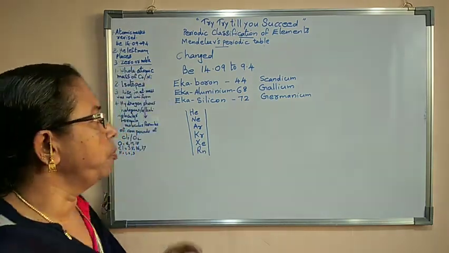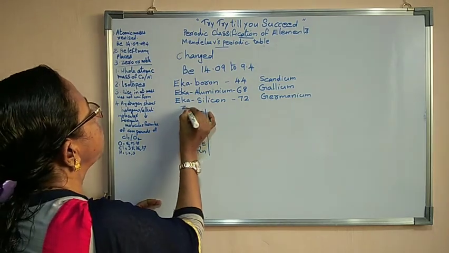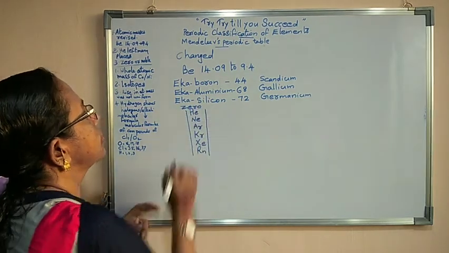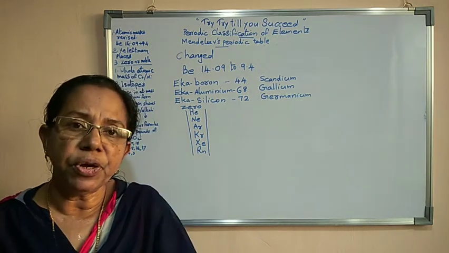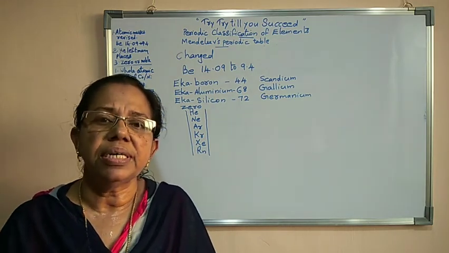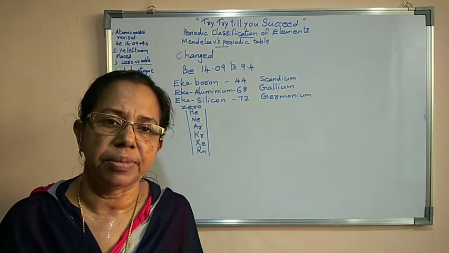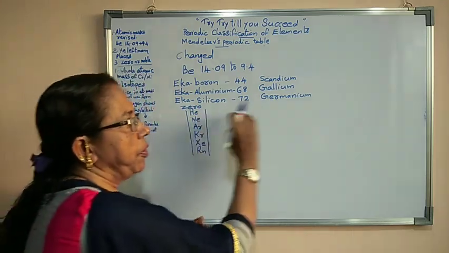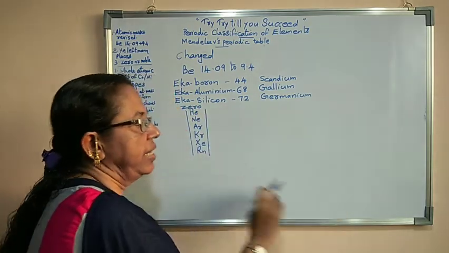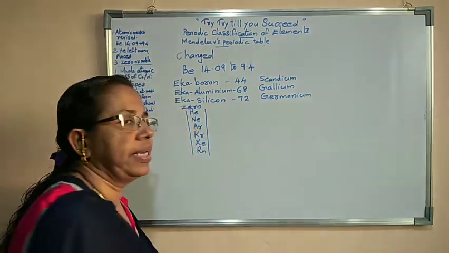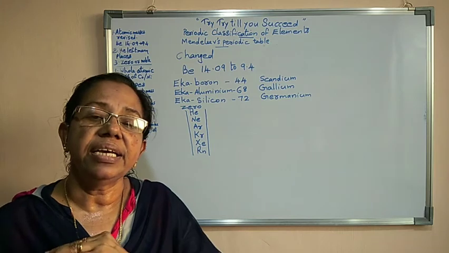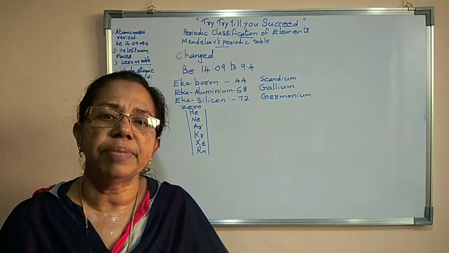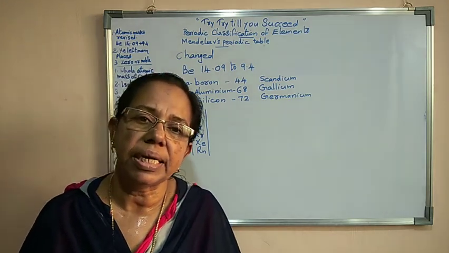That separate group is known as the zero group. And he fitted them in the periodic table without disturbing it. That means, to the periodic table he had made, on one side he fitted the zero group elements. As a result, there was no disturbance to the periodic table.